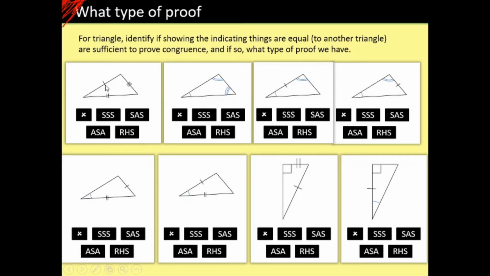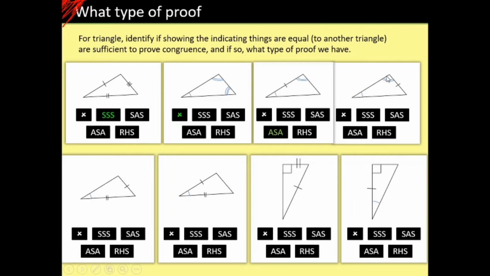So this one here, I've got one side, two sides, three sides. Would side, side, side make it congruent? Yes, that would. Next one, I've got information of an angle, an angle, an angle. That's not actually congruent because they could be enlargements of each other. I've got angle, side, angle. Yeah, that is a rule of congruency.